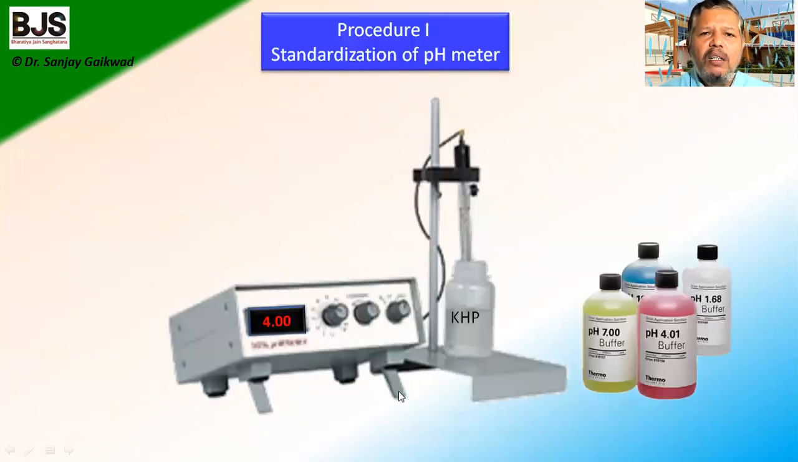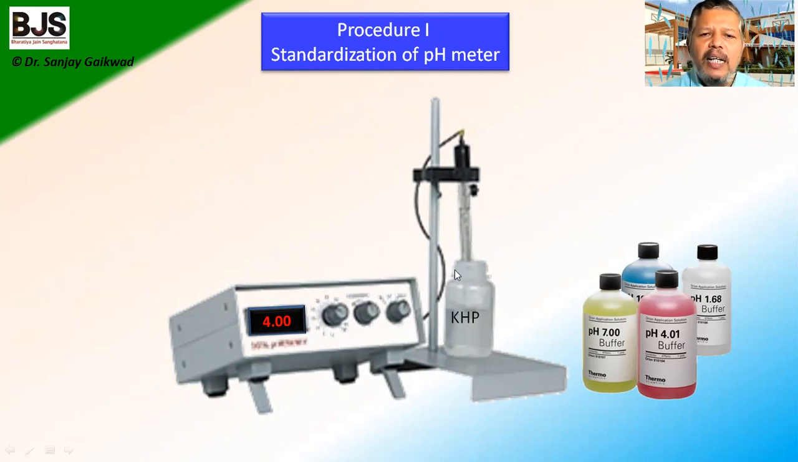Now this is the requirement for this experiment. The first part of the procedure is the standardization of the pH meter. This is the pH meter, and on it we see the knobs related to temperature, maintenance, and adjustment of the value. This is the combined glass electrode, kept in the solution where the potassium hydrogen phthalate of pH 4 is kept.